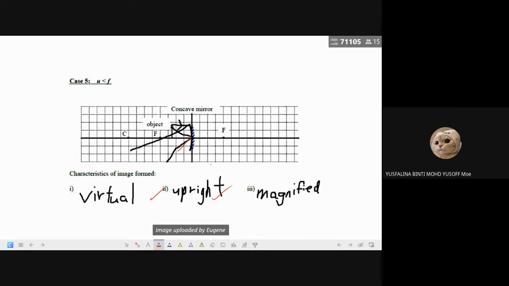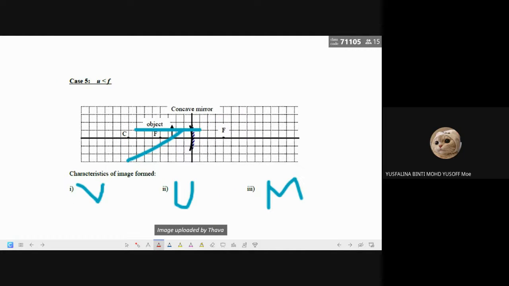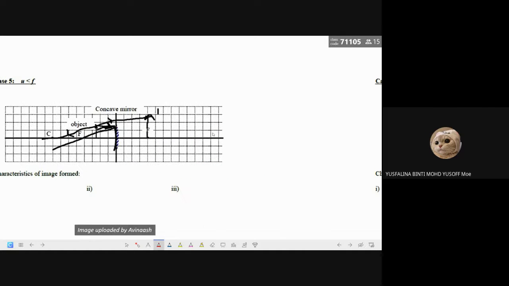Right? How do you get magnified, Eugene? It's supposed to be from C, right? Then you can get the image magnified. Okay, your characteristic is correct, but your ray diagram is wrong. Should be that.